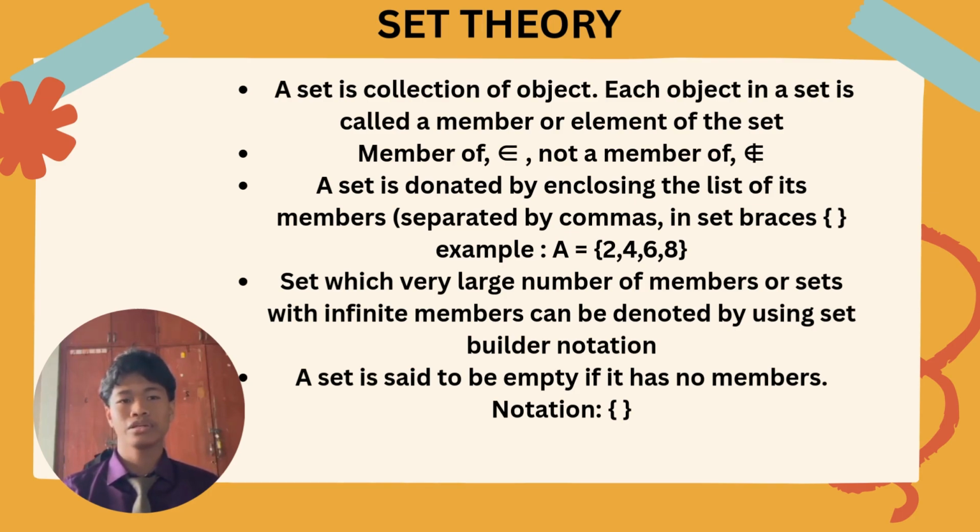Example, A equals {2, 4, 6, 8}. A set with a very large number of members, or a set with infinite members, can be denoted by using set builder notation. A set is said to be empty if it has no members. Notation, empty braces or the null set.